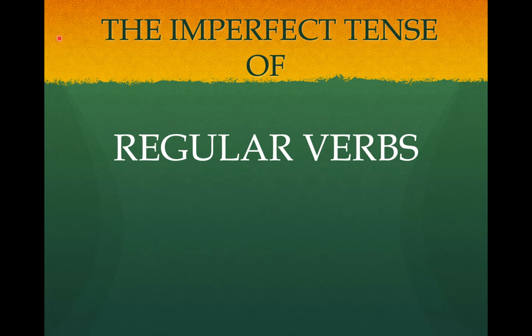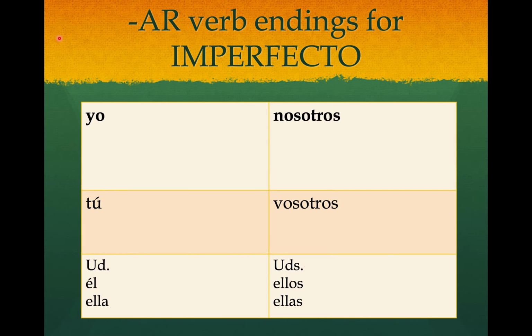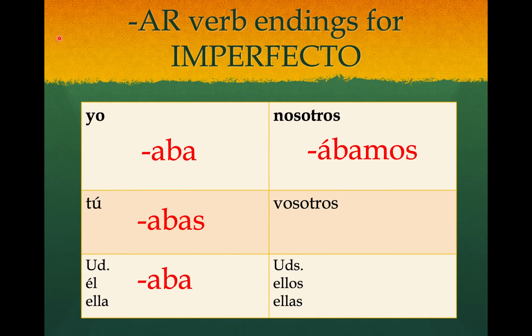We're going to learn the imperfect tense of the regular verbs. As you know, Spanish verbs are divided into AR, ER, and IR verbs. We're going to learn the endings of those verbs. Here are the endings for the AR verb. For the yo form it is aba, for the tú form abas, for the usted, él, ella form aba, for the nosotros form ábamos, for the vosotros form abais, and for the ustedes, ellos, ellas form aban.